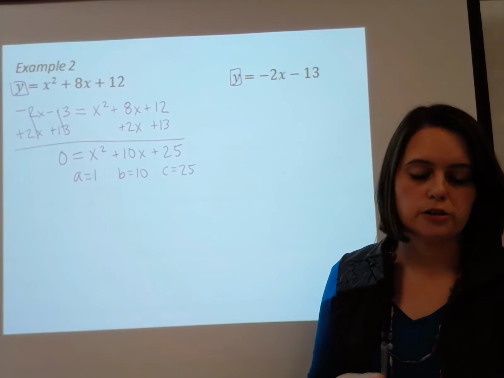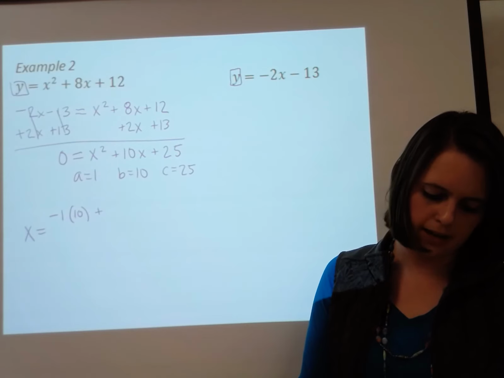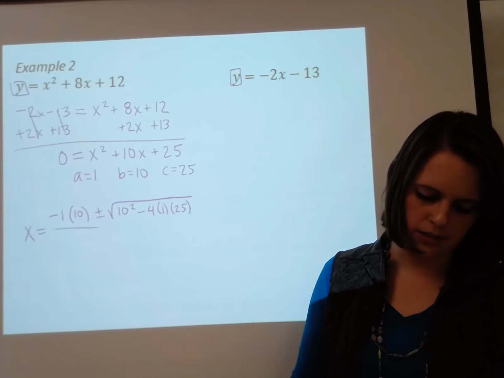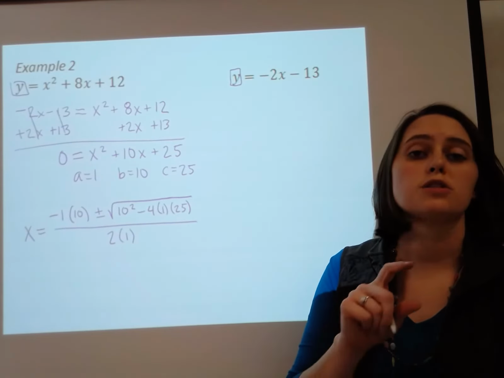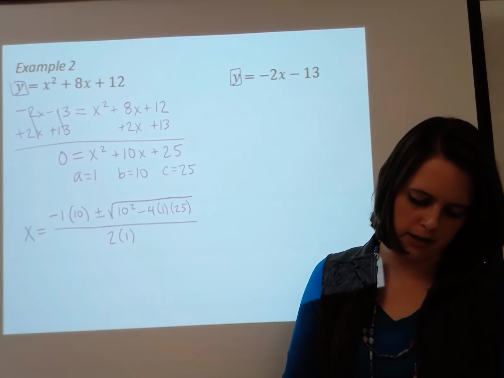Plug those into the quadratic formula. So x equals negative b plus or minus the square root of b squared minus 4ac, all of that over 2a. So solve each little piece at a time to be able to simplify this quadratic formula.